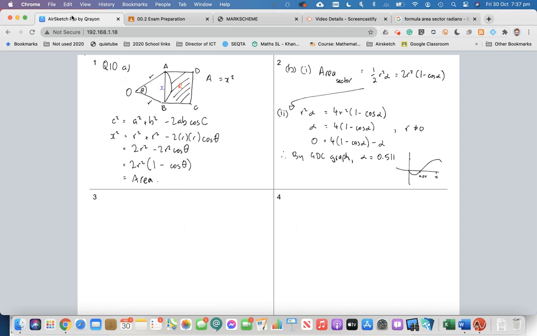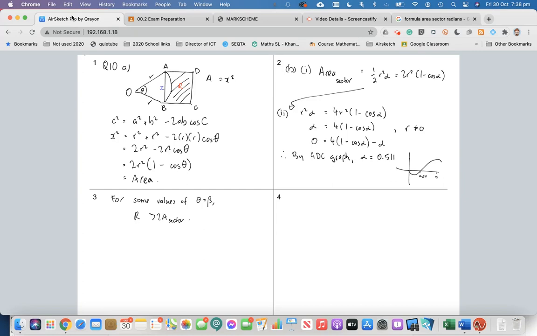So what am I looking at here? I'm saying for some values of beta, the area of R is bigger than twice the area of the sector. So I'm just writing it down algebraically because it helps give me some sort of sense of what I need to do.